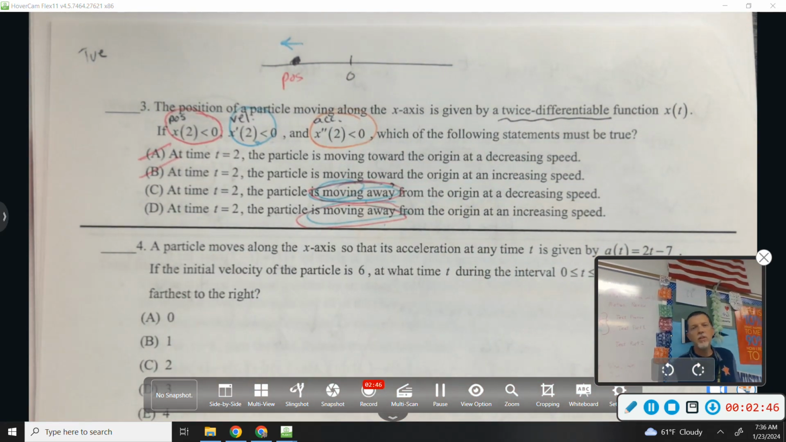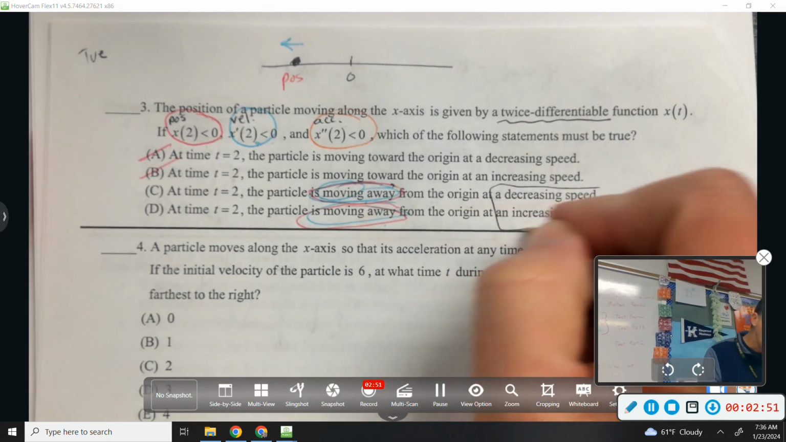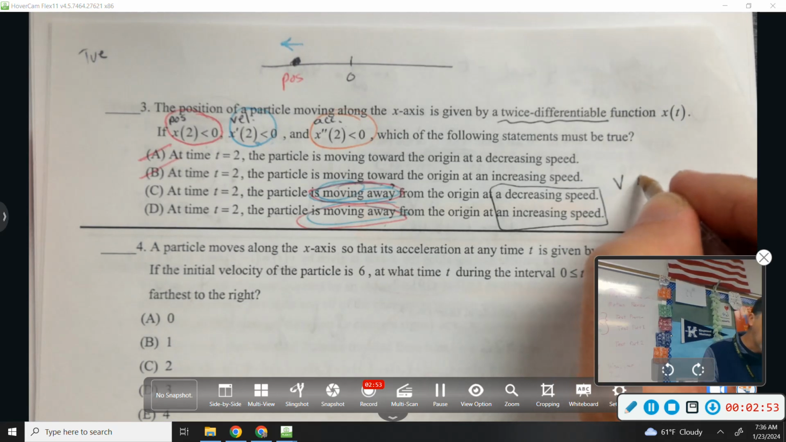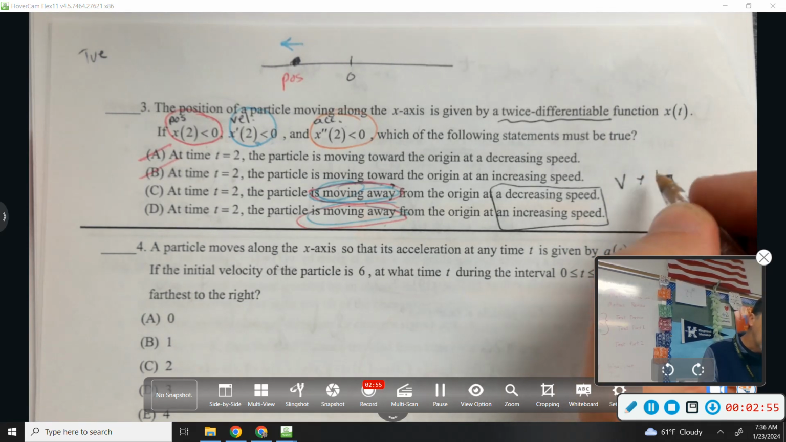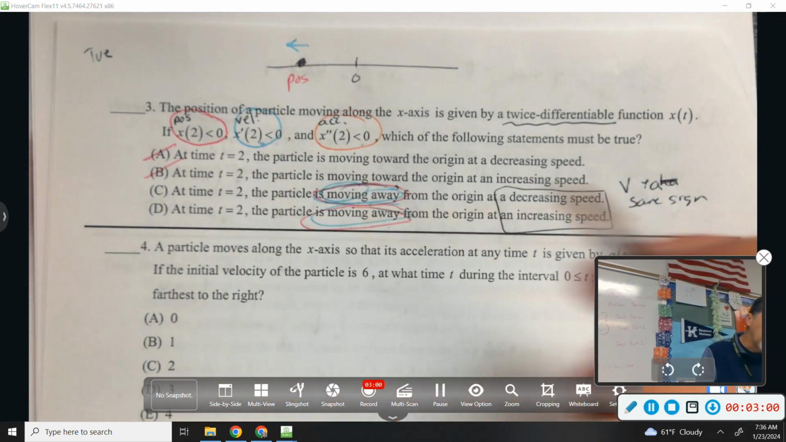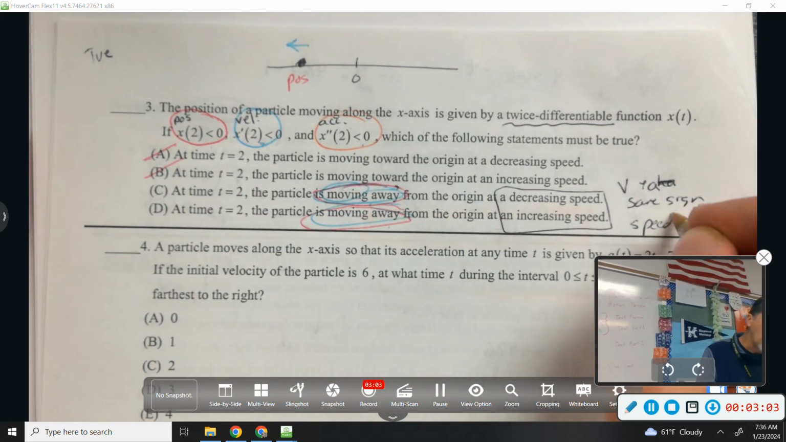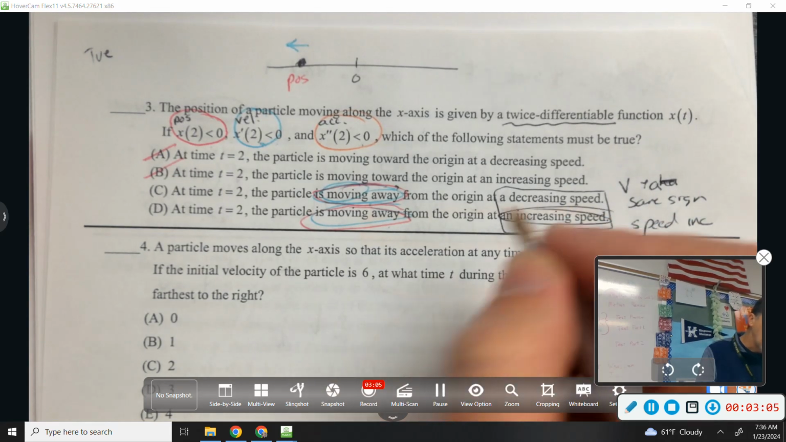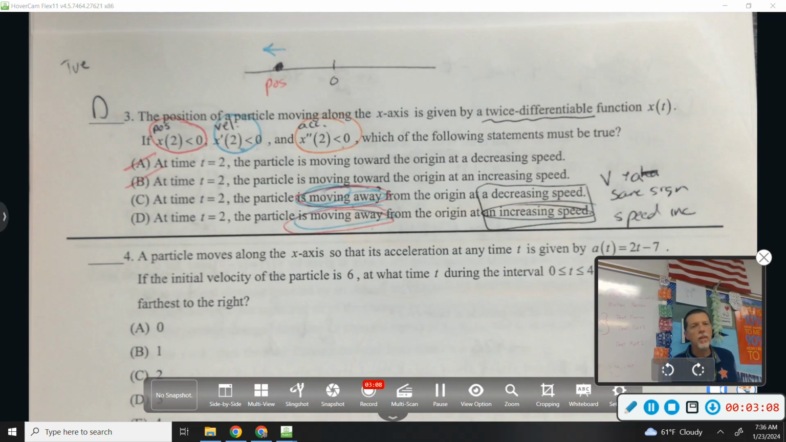And then increasing speed, decreasing speed, that has to do with if V and A have the same sign. V and A, same sign. They're both negative, so that means speed is increasing. So it's answer D. Again, that's very much an AP question because you had to know a whole bunch of things to answer it correctly. And probably sketch a picture. Maybe you can do it without a picture, but very helpful picture.